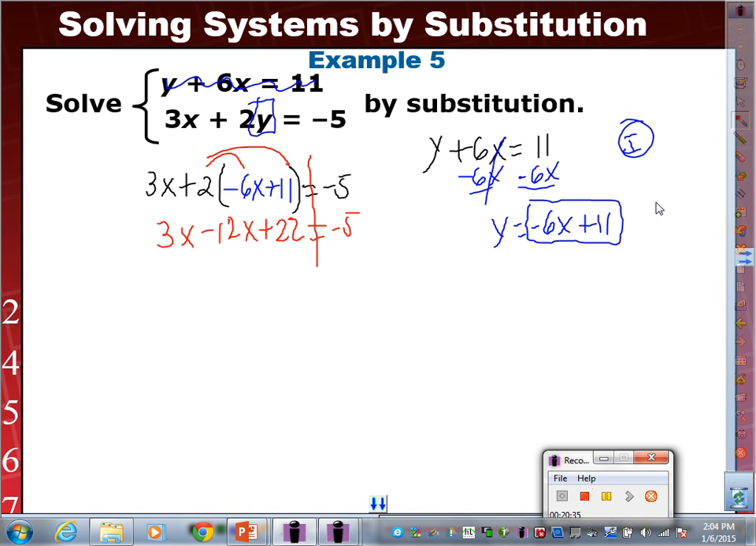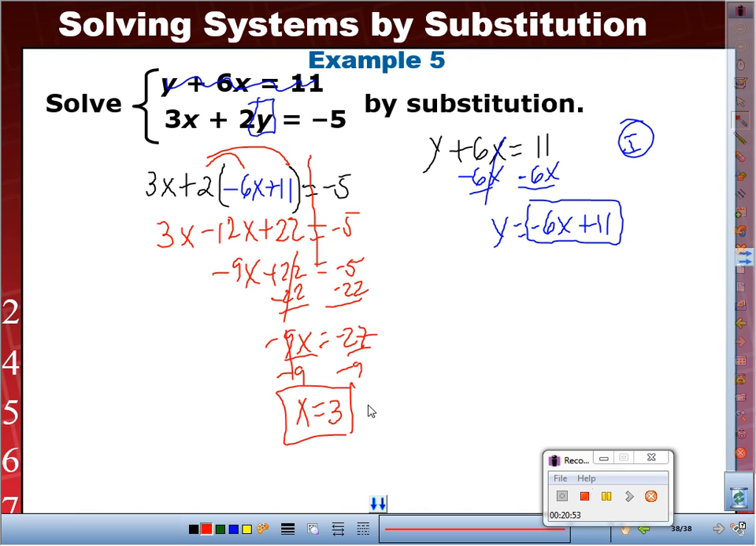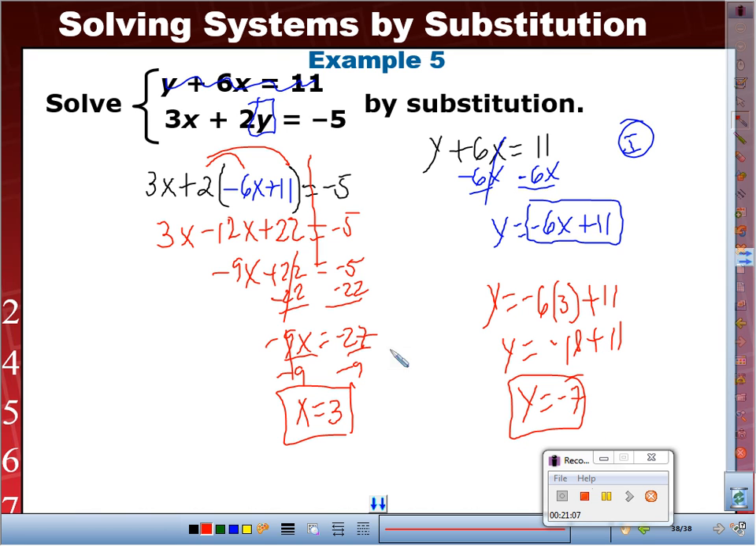So now, if you solve this one, this became negative 9x plus 22 equals negative 5. Minus 22, minus 22, negative 9x equals negative 27. Divide by negative 9, divide by negative 9, x equals 3. Hands up if you got up to right there. We substitute that in here, so y equals negative 6 times 3 plus 11, y equals negative 18 plus 11, y equals negative 7. So my solution is 3, negative 7.